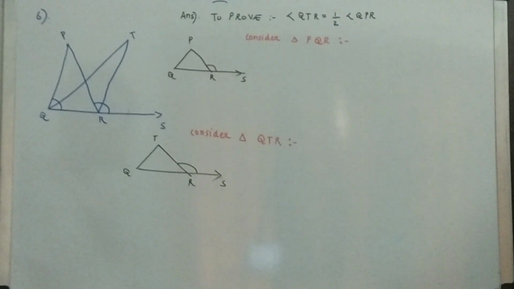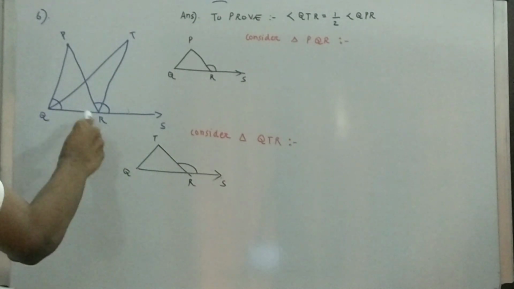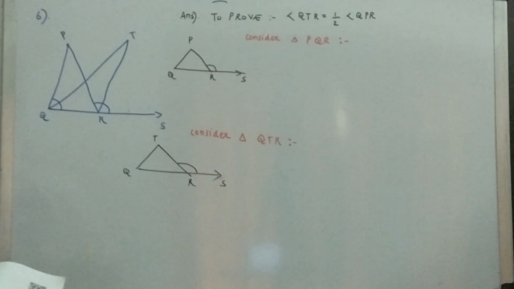Okay, so now let's move on to the sixth question. It's an important question. The question is, in the figure, the side QR of triangle PQR is produced to a point S. That means we are extending this line.